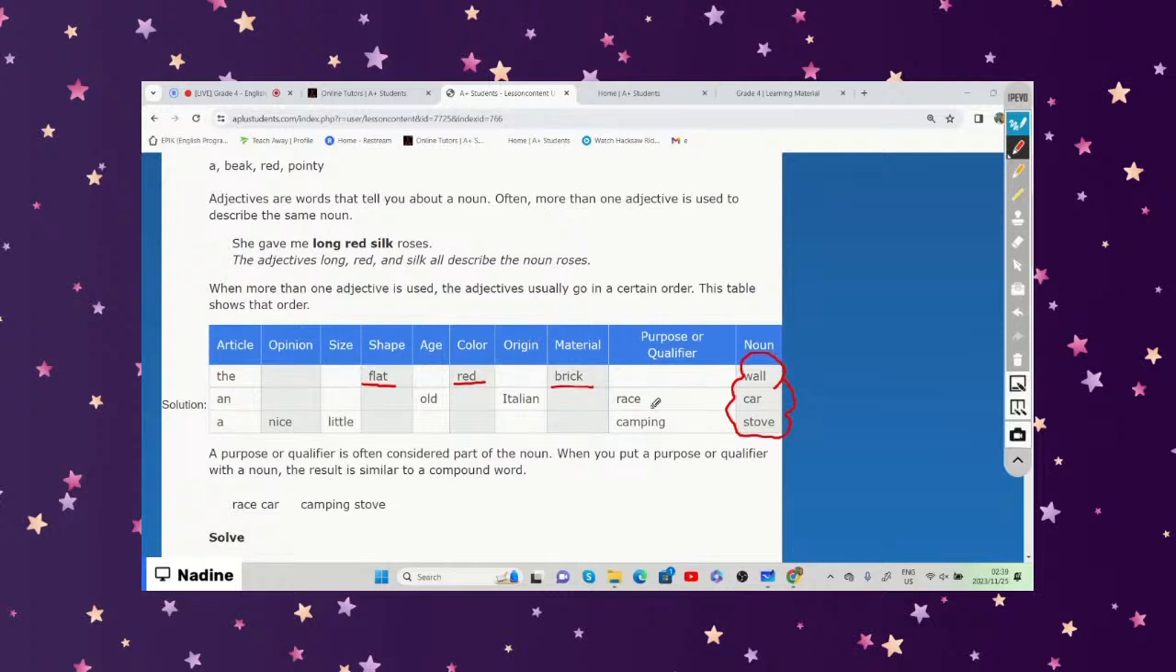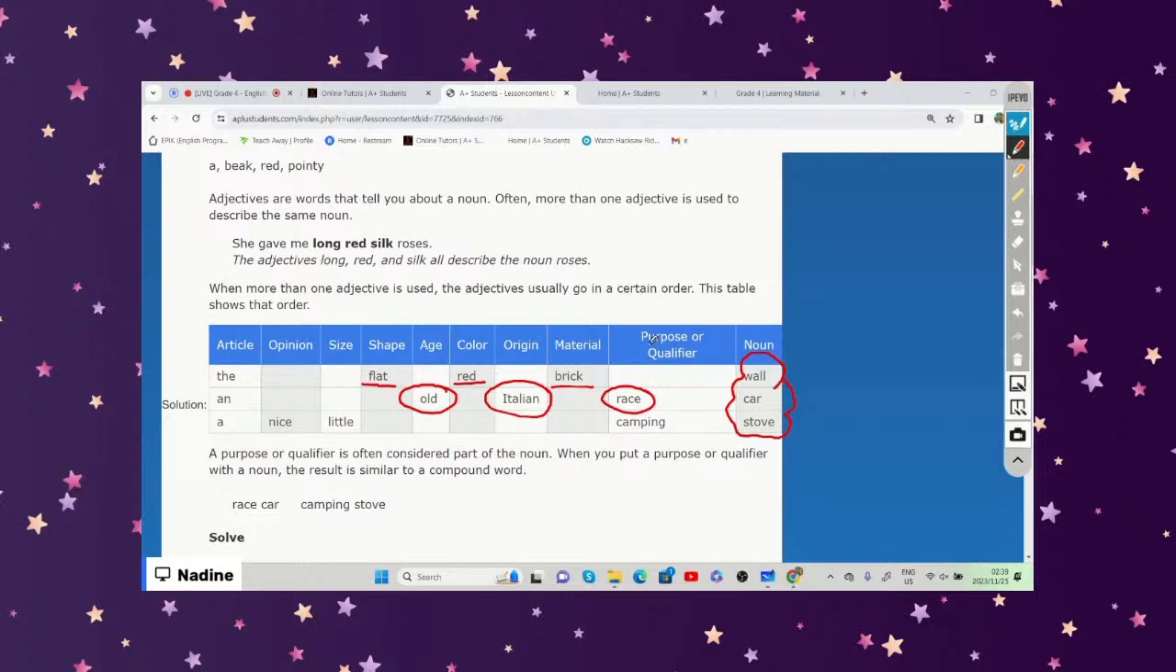If we describe the car in this sentence, we can say it is an old Italian race car. So it's like asking yourself, what kind of car? And we can describe that car as an old Italian race car. That is how we are describing that car as old, Italian, and race car. And car is our noun.